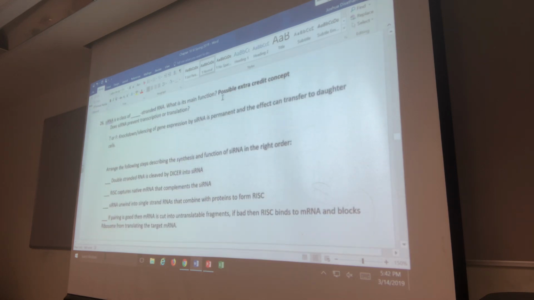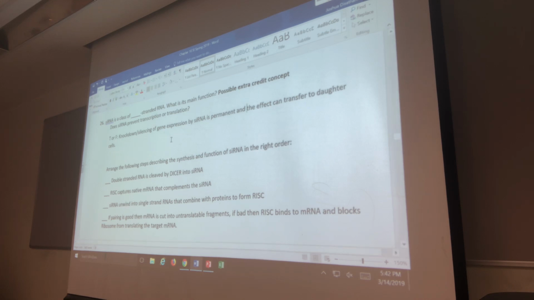Oh yeah, I forgot about that. I haven't seen it in a while, but it does sometimes end up being a possible extra credit question, the mechanism by which siRNA is made and what siRNA does. That used to be an extra credit question. I haven't seen it in a couple semesters though, but you have to know it anyway for your multiple choice questions at the minimum.